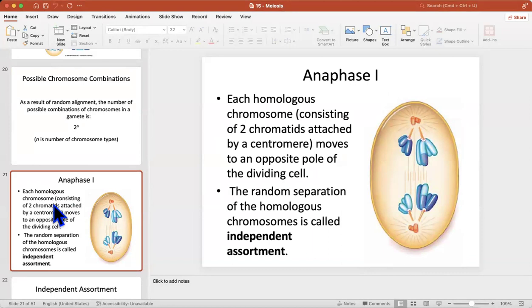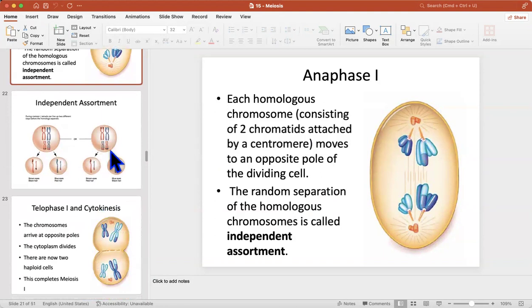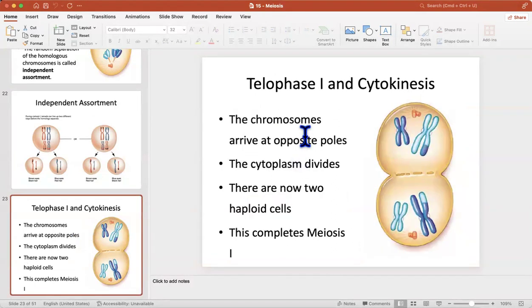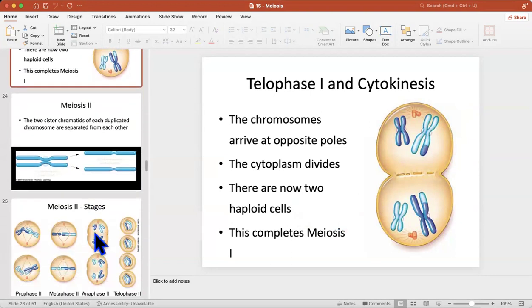And then anaphase. In anaphase they start to pull apart. This is called independent assortment. Those random separations are called independent assortments. And then eventually you have 4 different kinds of gametes. The last one is telophase and cytokinesis. After telophase and cytokinesis, those chromosomes are completely separated, the cytosol and cell membrane divide, and now you have 2 haploid cells. That's the end of meiosis 1.